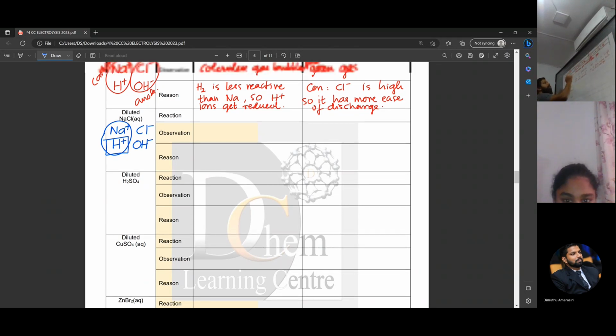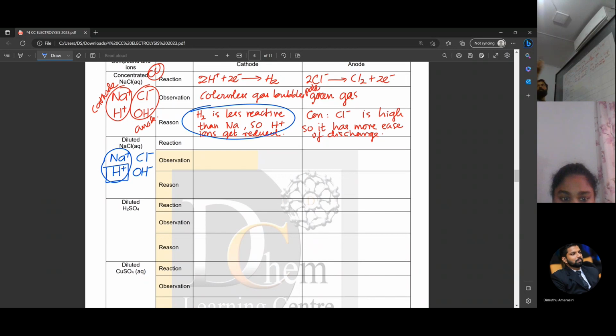The reason is written there. Don't bring the anode selective discharge rule to this. That's a common mistake students make. So you have to remember the rule separately. Here the less reactive element hydrogen is less reactive than sodium. The reaction is 2H plus 2 electrons. That's the reason. So it's going to be the same result and the same reason.